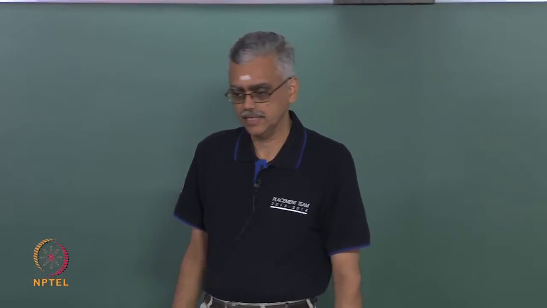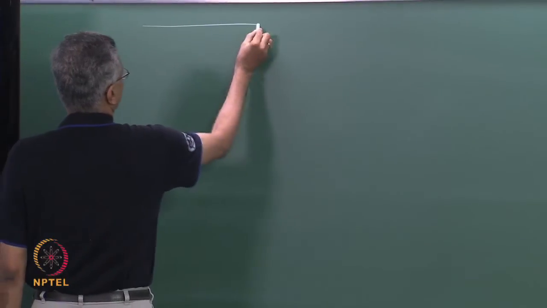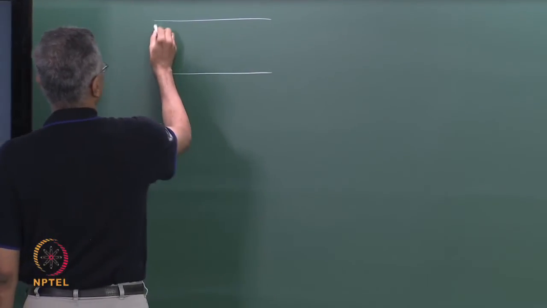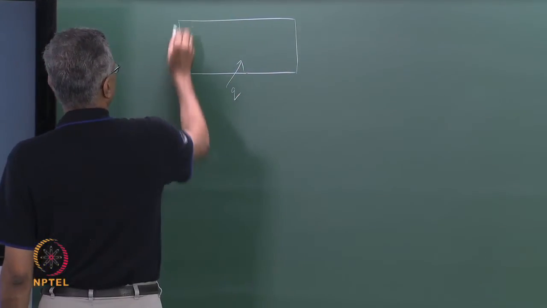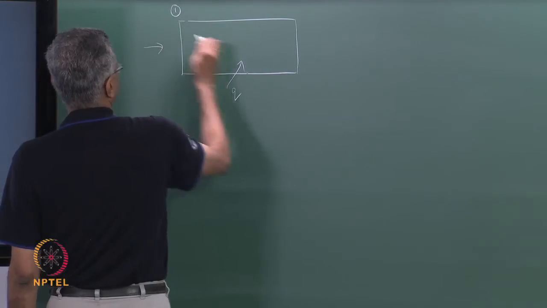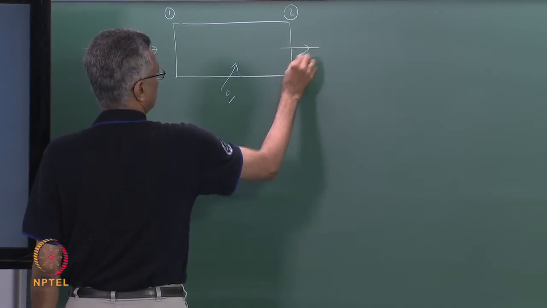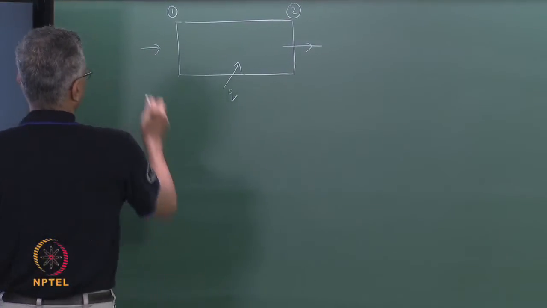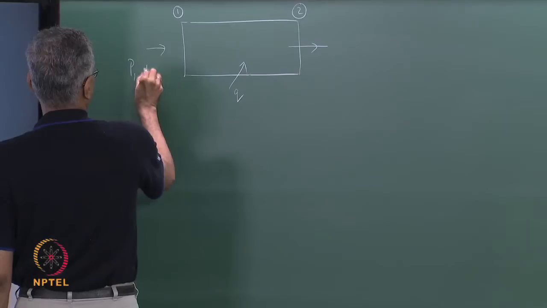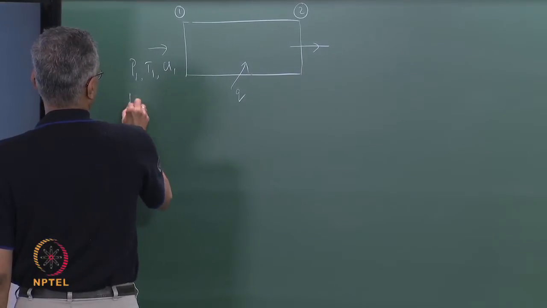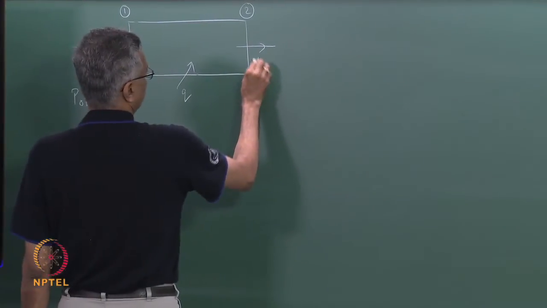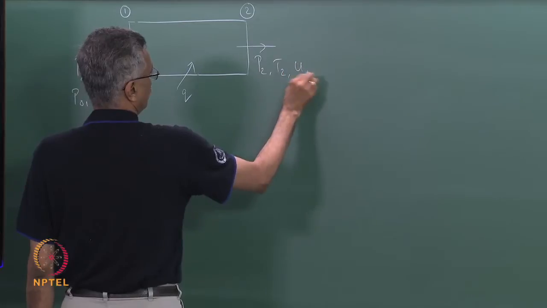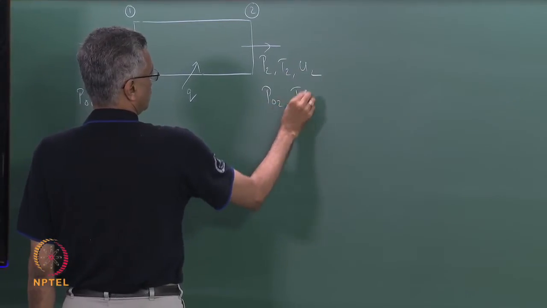In the previous class, we looked at a one-dimensional flow with heat addition. So let's say this is a duct or a pipe in which heat is added, and at entry the flow is at state 1, and at exit the flow is at state 2. Starting from the inlet state, which was at P1, T1, U1, and P01, T01, we wanted to find out the exit state, which is P2, T2, U2, and P02, T02.